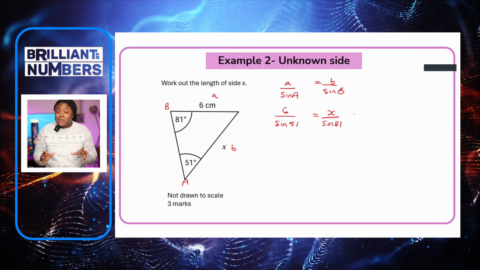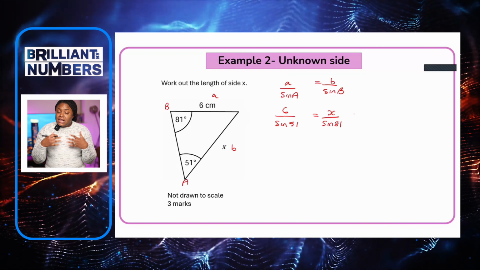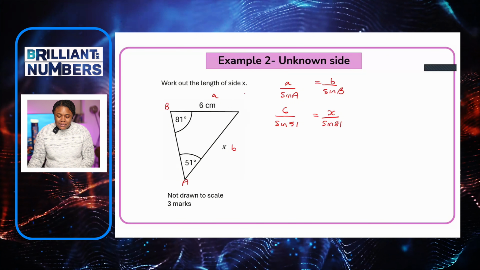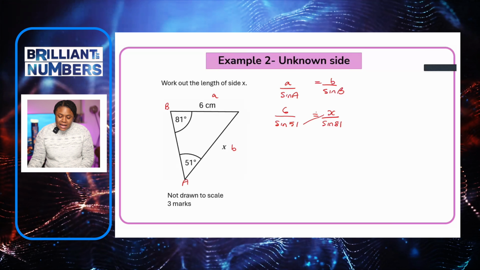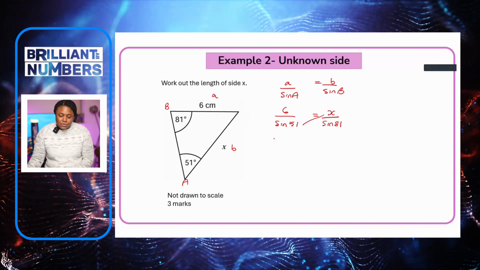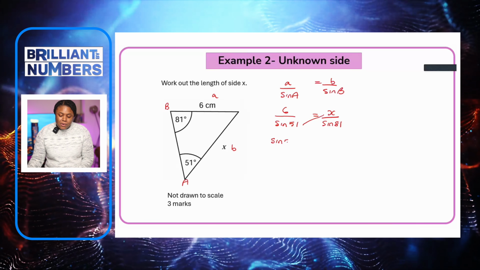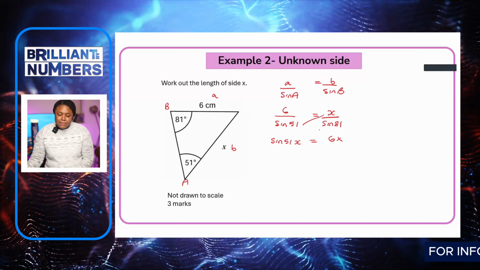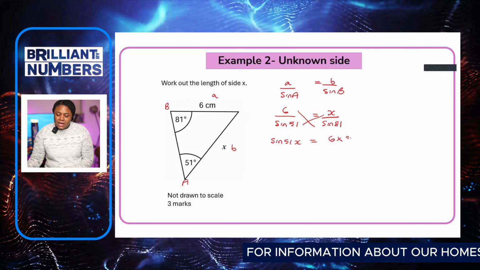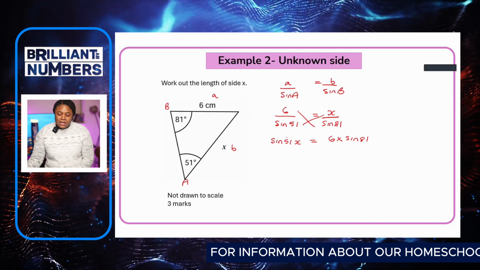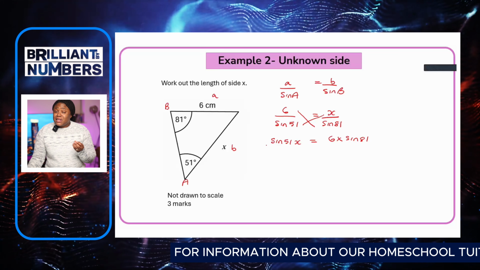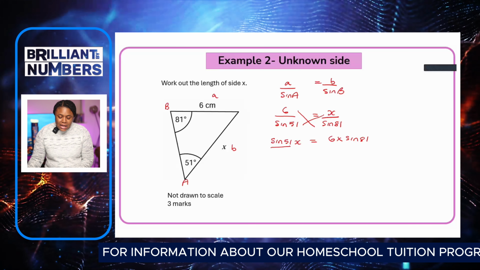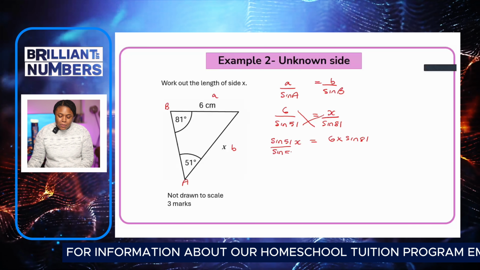Beautiful. So now that we've substituted, we need to rearrange to make x the subject. So we're going to cross multiply. So here, x times sine 51, so sine 51 x is equal to 6 times sine 81 degrees. And again, we're making x the subject, so we're going to divide both sides by the coefficient, which is actually sine 51.